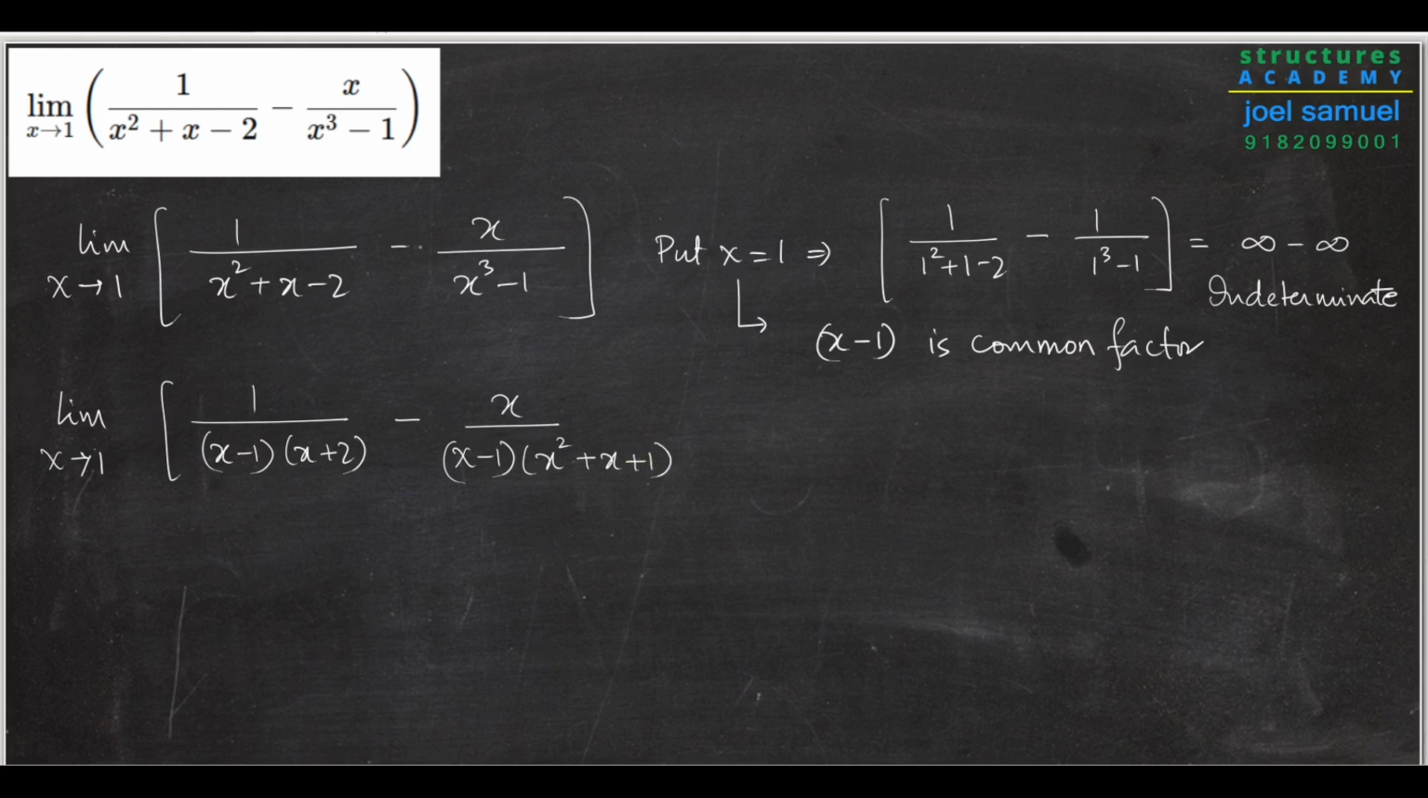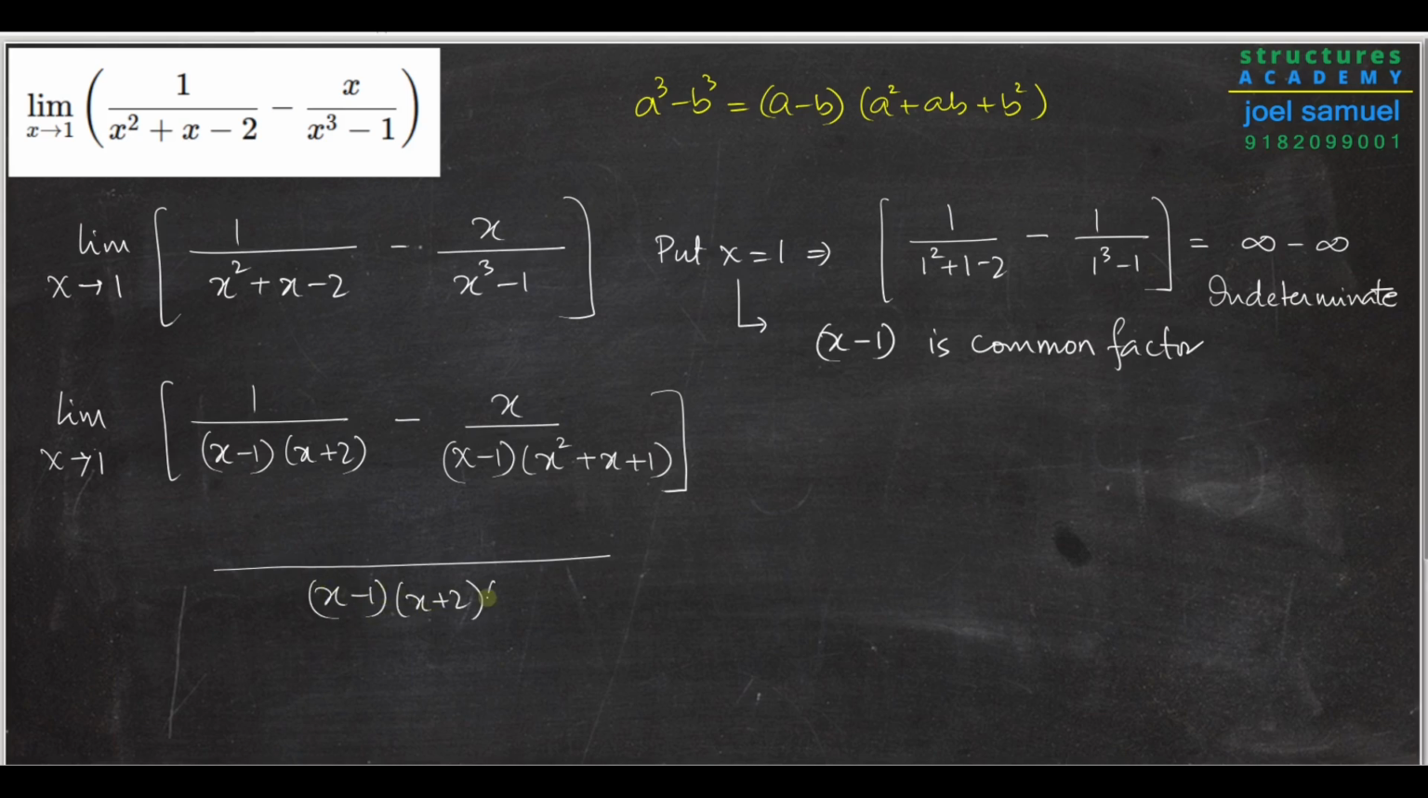Now, if you remember, a cube minus b cube can be written as a minus b times a square plus ab plus b square. And I have used this identity in order to express x cube minus 1 as x minus 1 into x square plus x plus 1. Now, I can clearly see x minus 1 is common. So that comes in the LCM, x plus 2 and x square plus x plus 1.